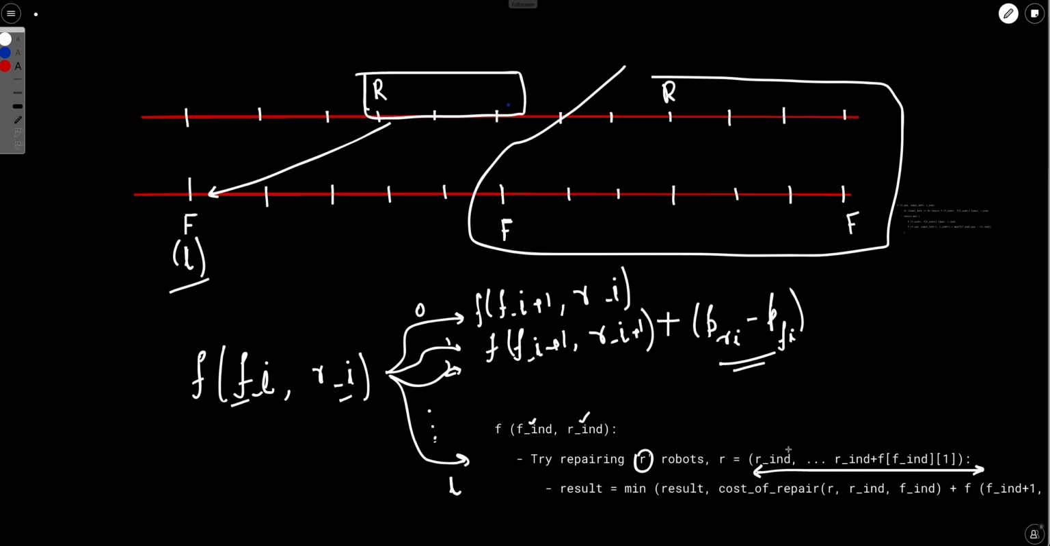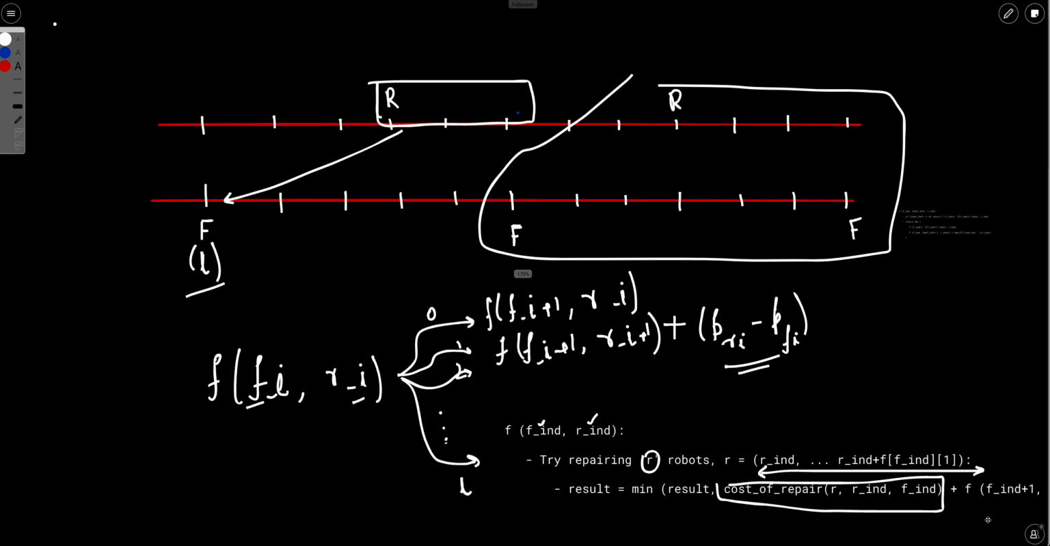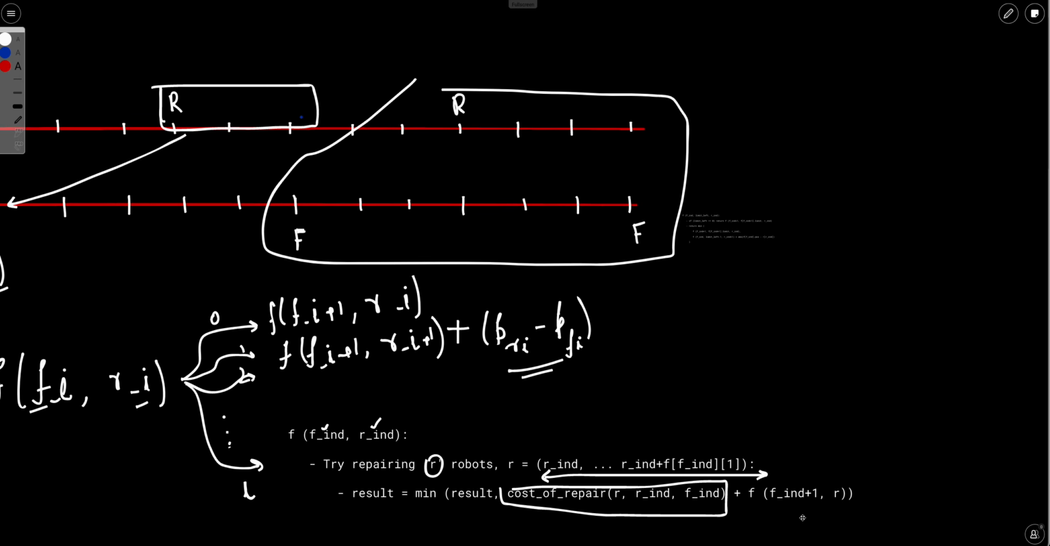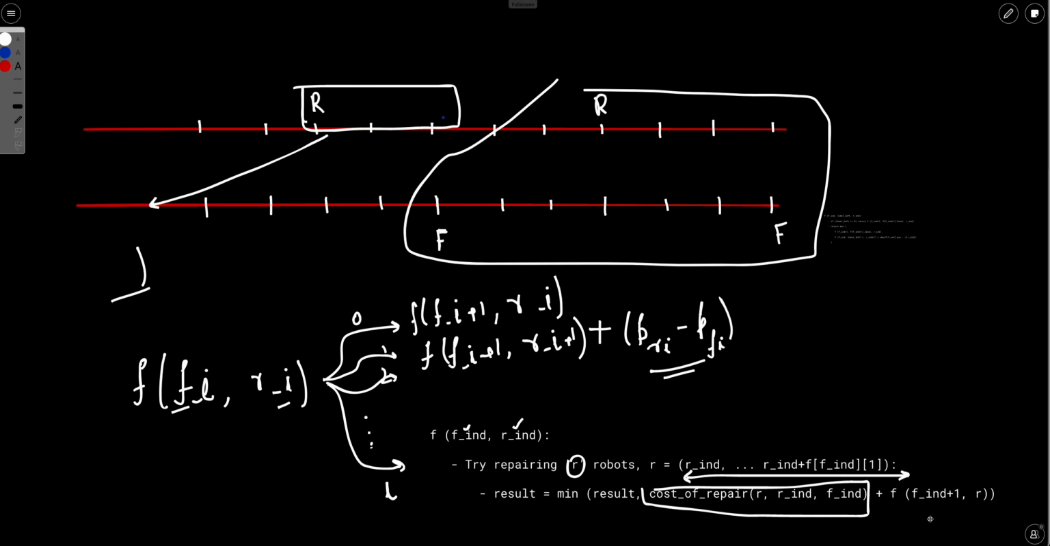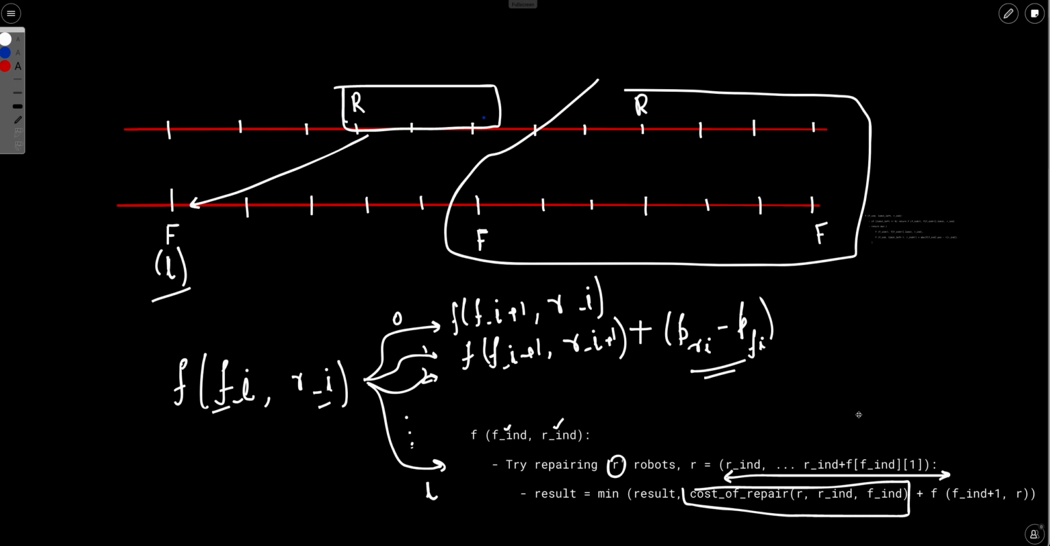Hope this makes sense. What we are doing is trying out every possible combination, finding out the cost of repair, and then calling the next factory with the next robot. Okay, hope this makes sense. Let's look at the code for this first, and then we will come back and discuss another possible approach.